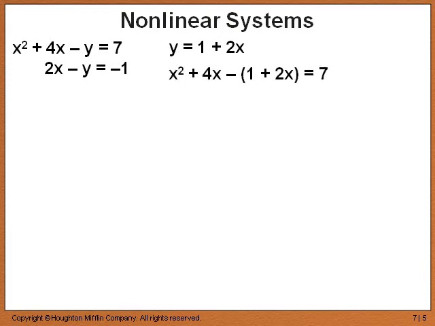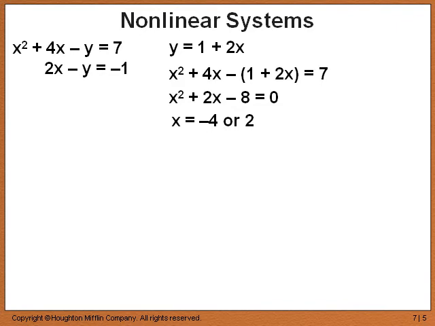Proceeding now with our substitution method. We found that y equals 1 plus 2x, so we're going to substitute that in for y in the first equation. x squared plus 4x minus y equals 7 now becomes x squared plus 4x minus the quantity 1 plus 2x equals 7. And then I can just simply proceed as I would in Algebra 1. And I get x squared plus 2x minus 8 equals 0. And I can go further and find that x equals -4 or 2. I get that by factoring and then solving for x.